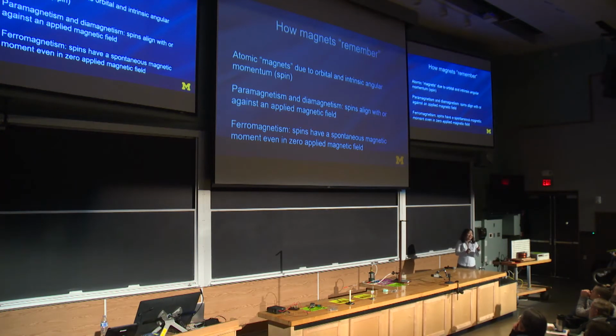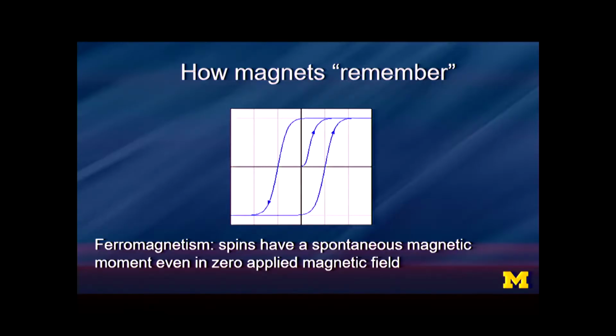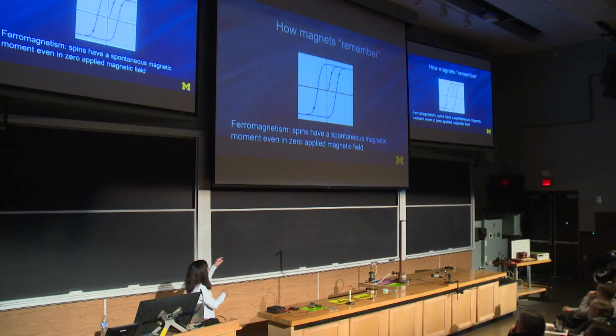So they keep that direction, even without any applied magnetic field. What I'm showing now is what we call a hysteresis loop, so how magnets remember. What happens is that you can see in this diagram that there are these small arrows on these curves.